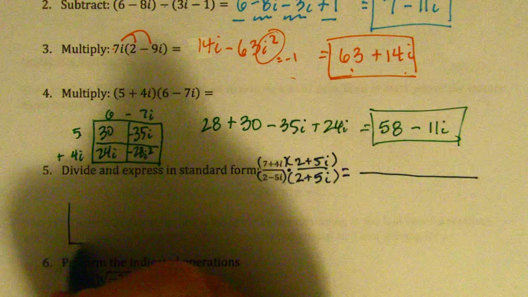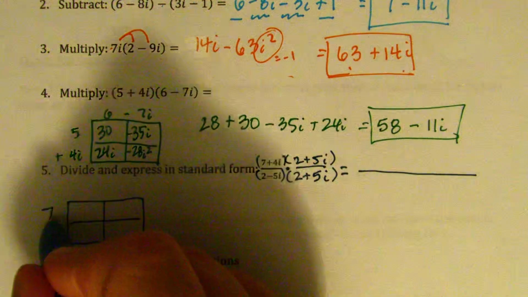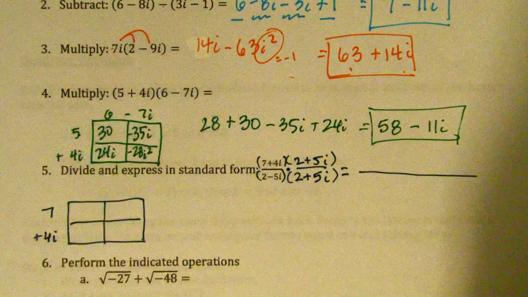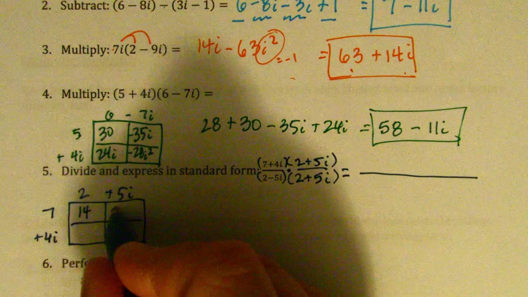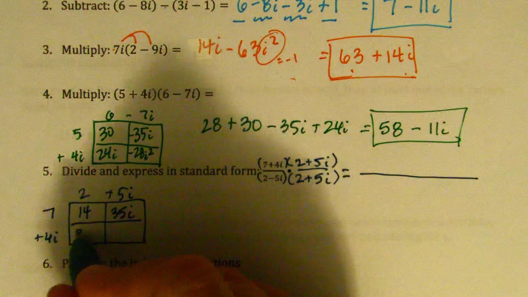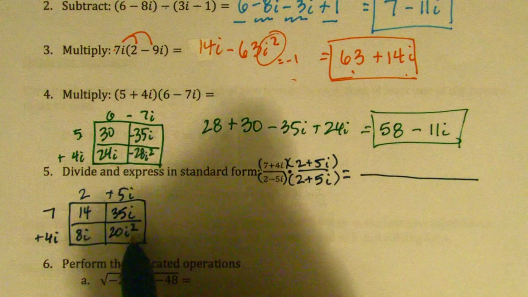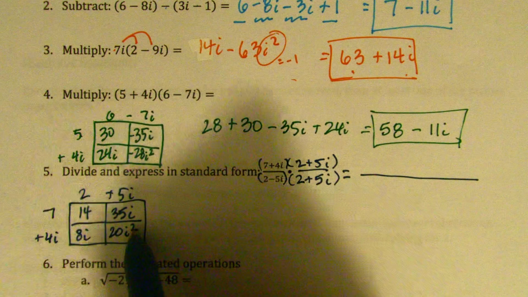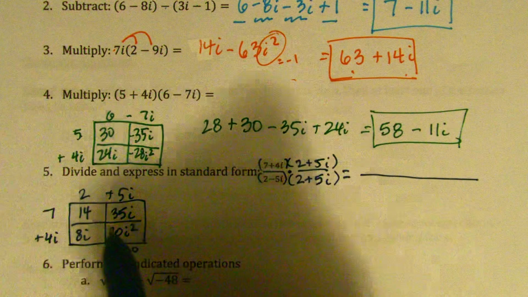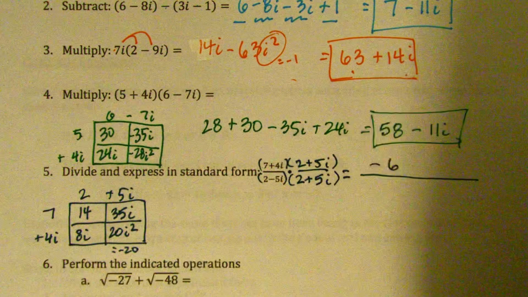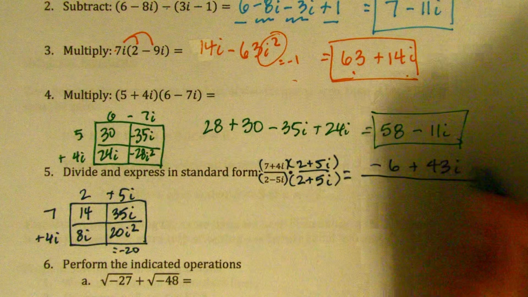So I'm going to go ahead and do a box for the top real quick. I have 7 plus 4i, and I have 2 plus 5i. It's 14, 35i, 8i, and 20i squared. Well, i squared is negative 1, and negative 1 times 20 is negative 20. Negative 20 and 14 is negative 6. And 8i plus 35i is 43i.